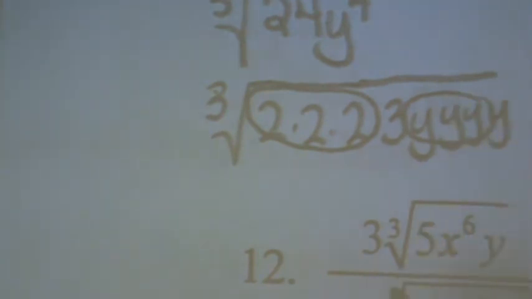What else? Did you say 3? I mean 2. I didn't know if you were counting the number of Y's before, and I accidentally said it wrong. So what's my answer, guys? It's going to be 2y cube root of 3y.